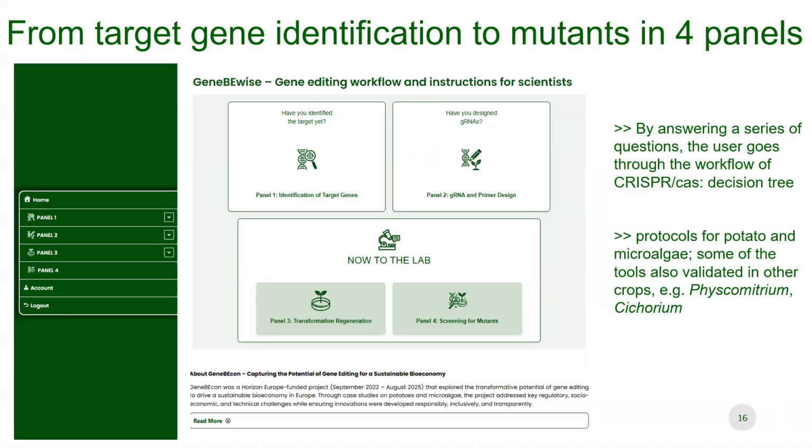And it's built as a decision tree. So by answering a series of questions, the user goes through the whole workflow of CRISPR-Cas. And in the GeneBEwise toolbox, protocols for potato and microalgae are included, but some of these tools are also validated in other crops, such as Physcomitrium and chicory.